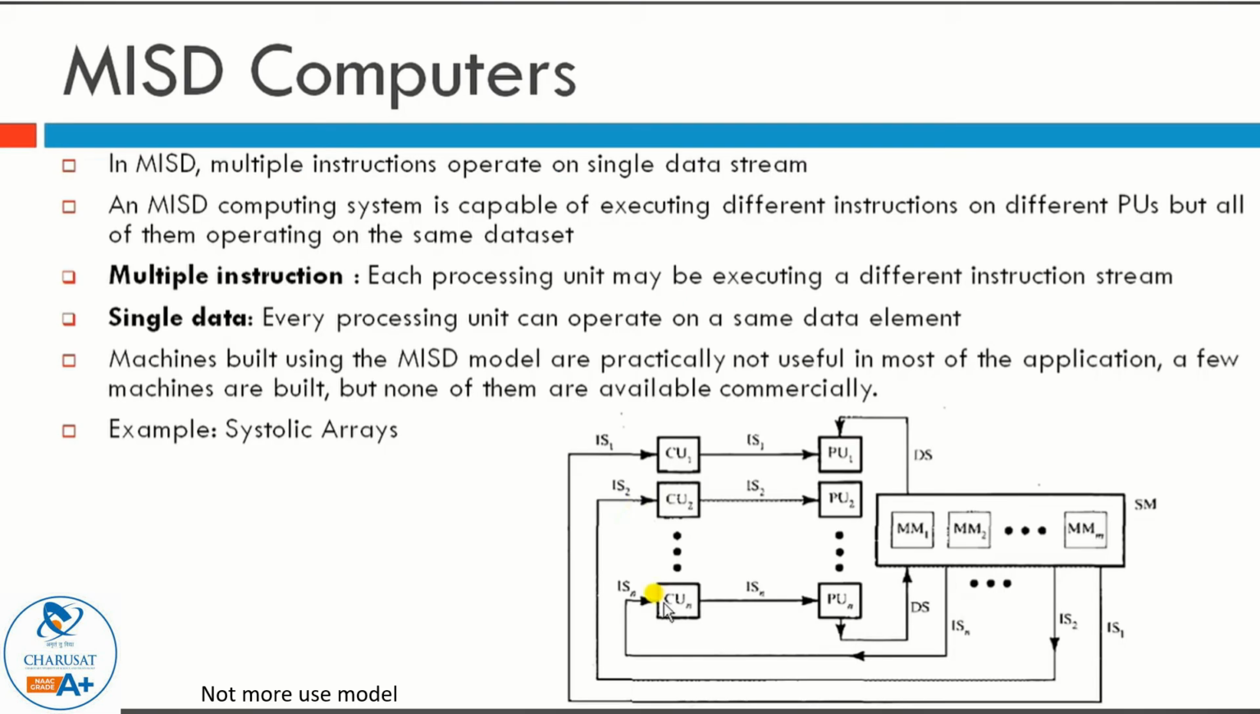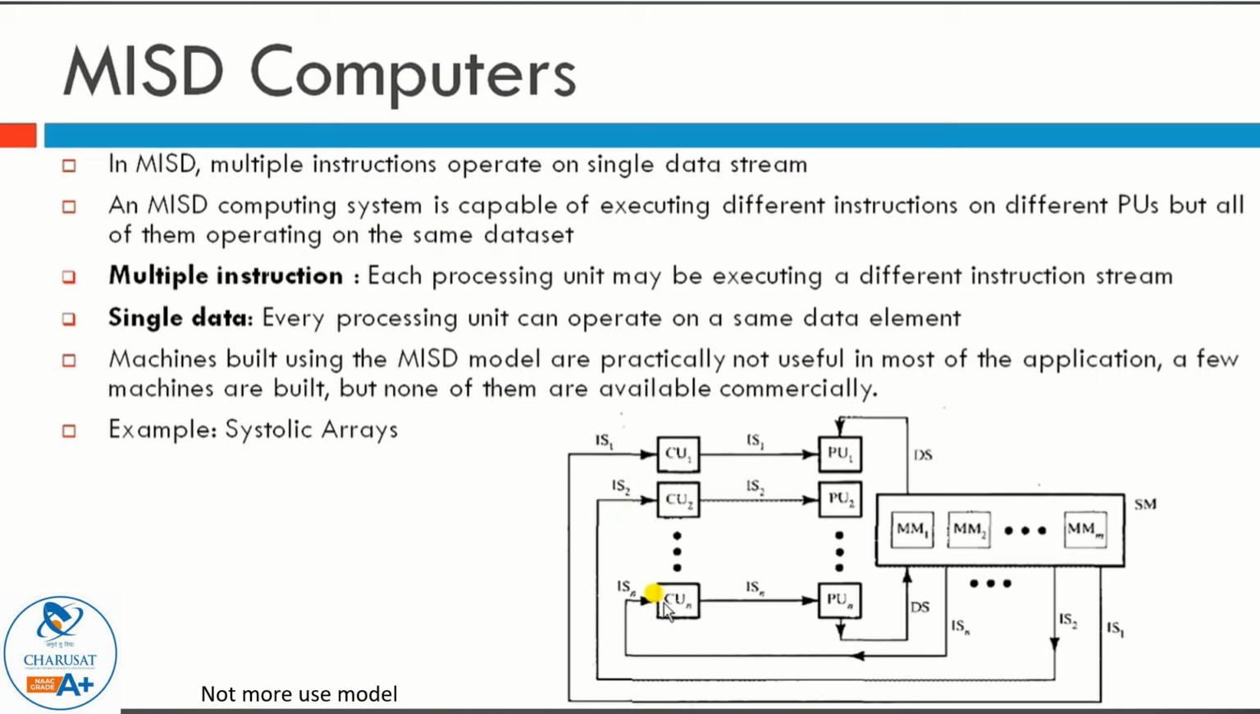Third type is MISD computers. In MISD, multiple instructions operate on a single data stream. An MISD computing system is capable of executing different instructions on different PUs, but all of them operating on the same data set. Multiple instruction means each processing unit may be executing a different instruction stream, and single data means every processing unit can operate on the same data element. Machines built using the MISD model are practically not useful in most applications. A few machines were built, but none of them are available commercially.